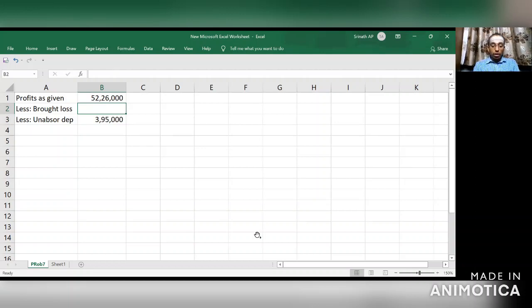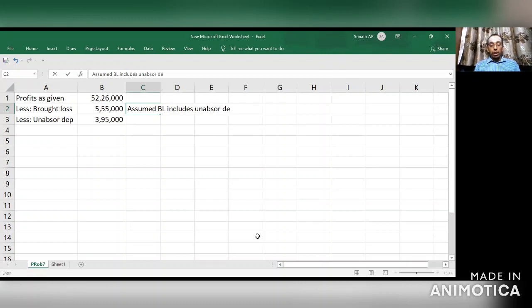Business loss would be 4,60,000 plus 4,90,000 minus 3,95,000. This is on the assumption that business loss includes unabsorbed depreciation. So it is business loss other than unabsorbed depreciation or unabsorbed depreciation, whichever is lower.